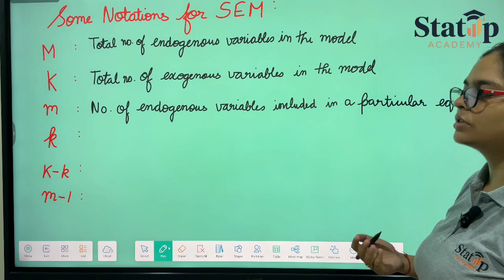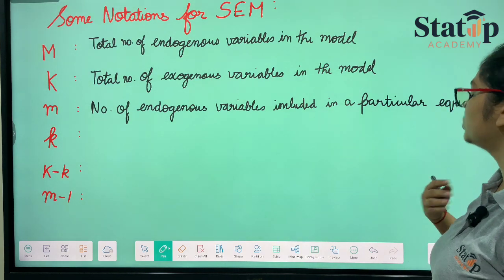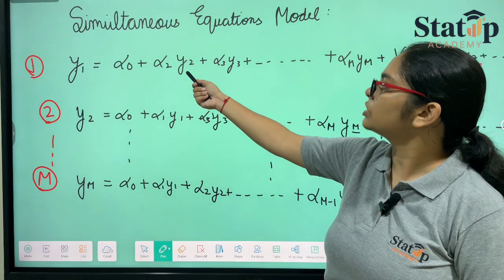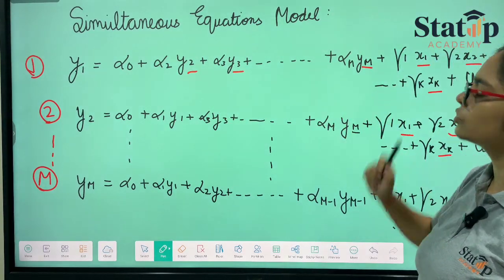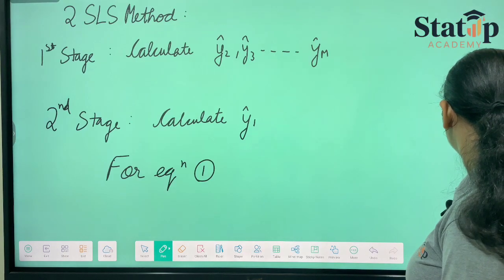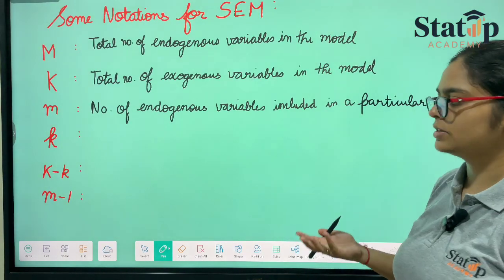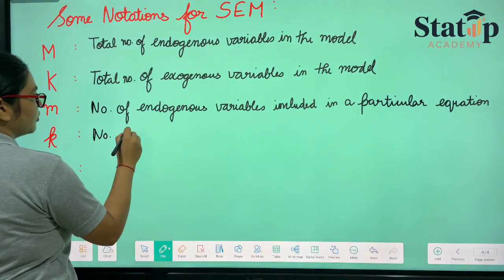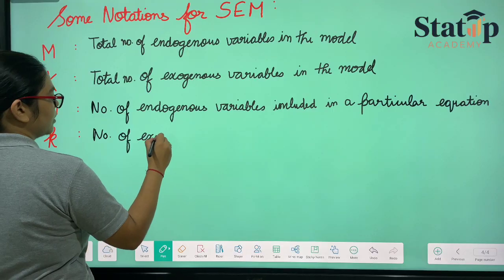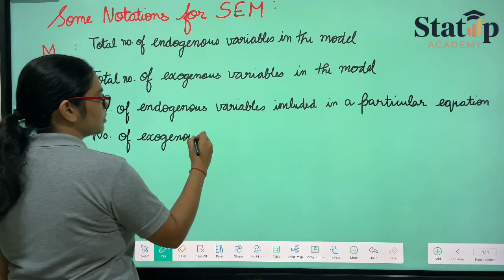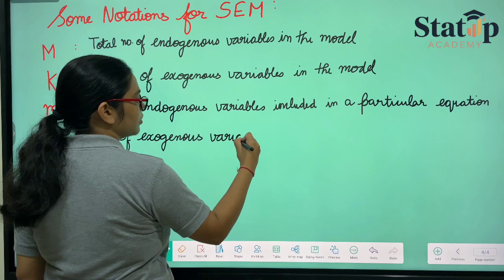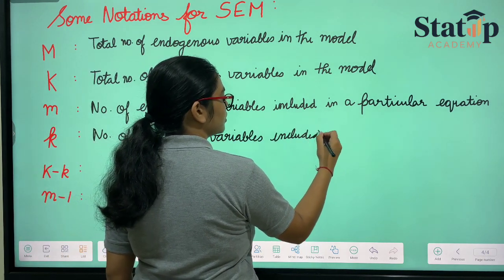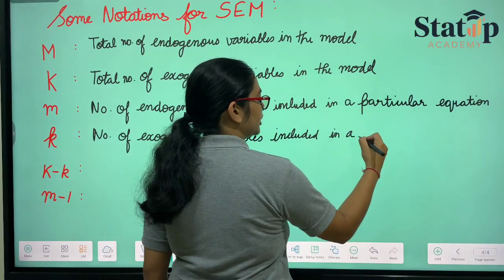Now, small m is the total number of endogenous variables included in a particular equation. So if the total number of endogenous variables is 2 up to m, then m minus 1 would be there. So we have taken it as small m. And similarly, small k is the number of exogenous variables included in a particular equation.